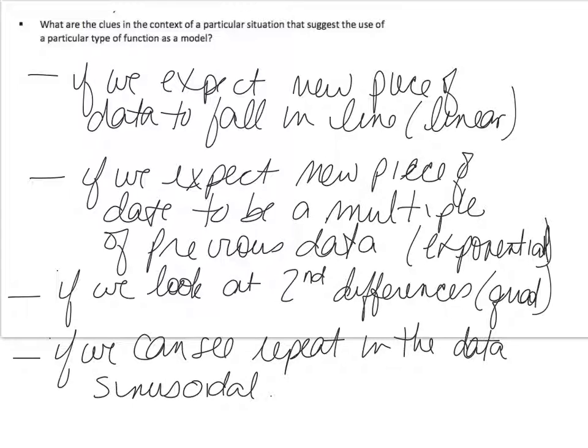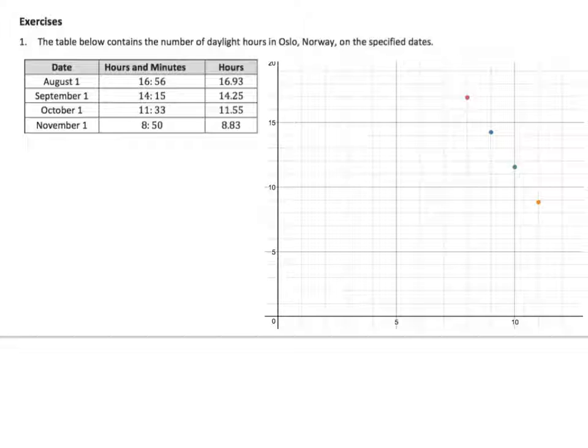All right, so let's try one. It's been long enough of you watching me write. So the table below contains the number of daylight hours in Oslo, Norway on the specified dates. It's nice that they took our hours and minutes and converted it into fractions of an hour, because this is what we want to graph. So I just graphed 8, 9, 10, and 11 for the months and the hours in Desmos. So I just plotted the points, right? What do we see here? Part A says plot the data on the grid provided and decide how to best represent it.